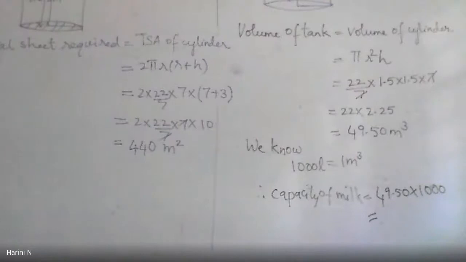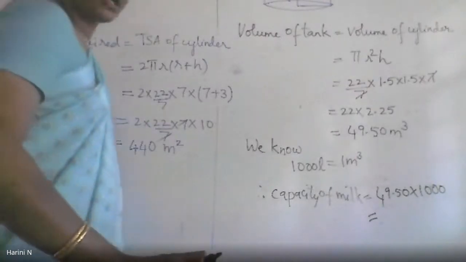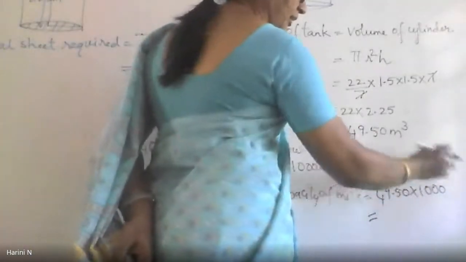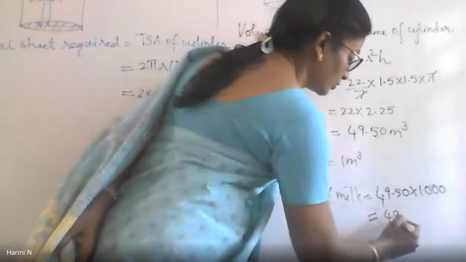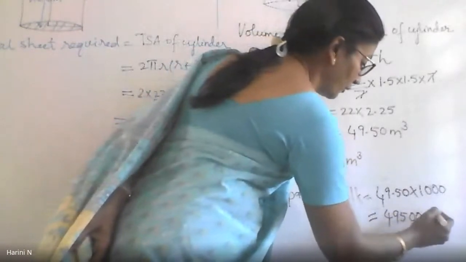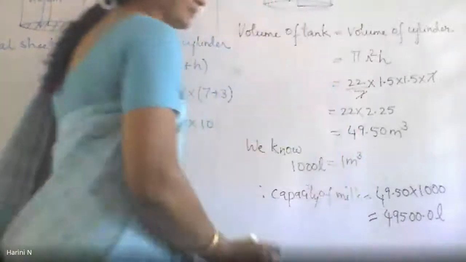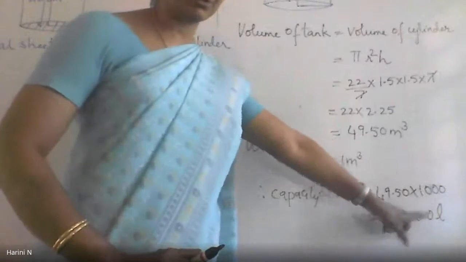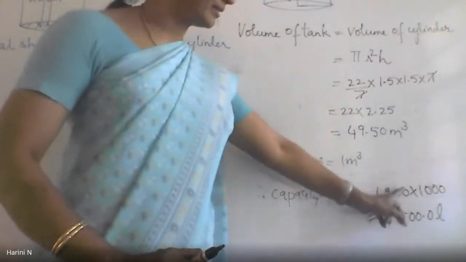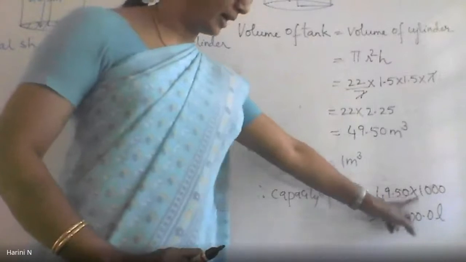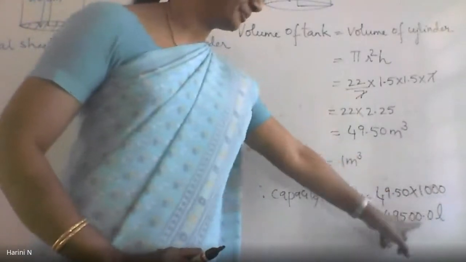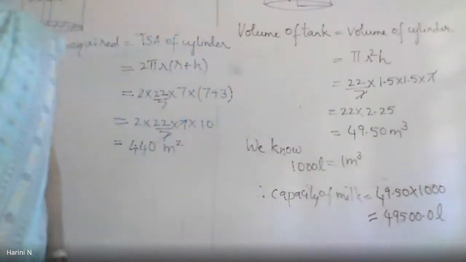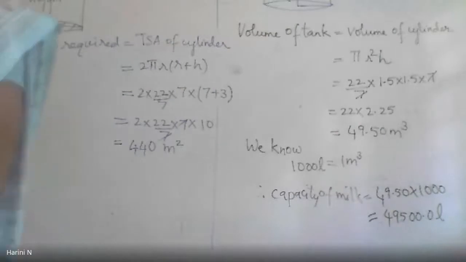Now you have 49.50 meter cube. So it is 49.50 into 1000. The decimal will shift towards the right by 3 places. So you will have 49500.0 liters. The decimal shifts 1, 2, 3. You should add one more zero there because there is no digit to move. So once it moves, you add one more zero and shift the decimal. That's why you have 2 zeros after 5. Can you follow? So many liters will be the capacity of milk.